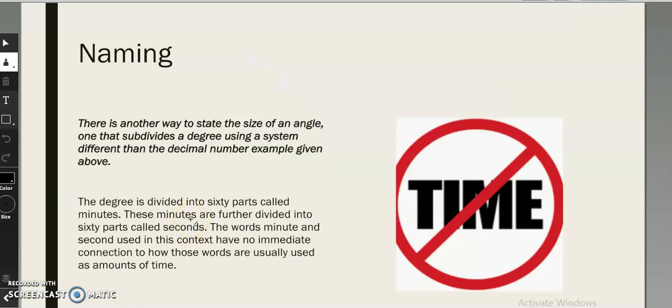All right, so there is another way to state the size of an angle, one that subdivides a degree using a system different than the decimal number example given. I forgot to include the above. The degree is divided into 60 parts called minutes. These minutes are further divided into 60 parts called seconds. The words minutes and seconds used in this context have no immediate connection to how those words are usually used as amounts of time. So this does not deal with actual time.